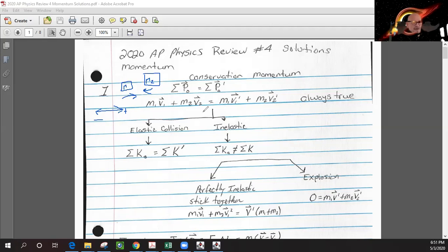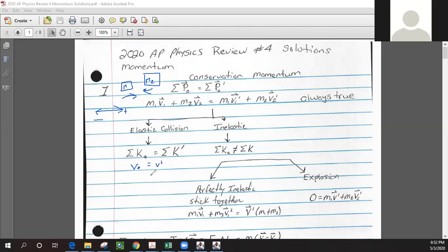Now, there are several kinds of collisions. One is called an elastic collision. For this to be true, kinetic energy before must equal kinetic energy after. So essentially, if the initial speed equals the speed after, then we know it's an elastic collision, assuming the mass stays the same. Then we have inelastic collision, which means kinetic energy is not conserved. It's either perfectly inelastic, where they stick together, or it's an explosion.